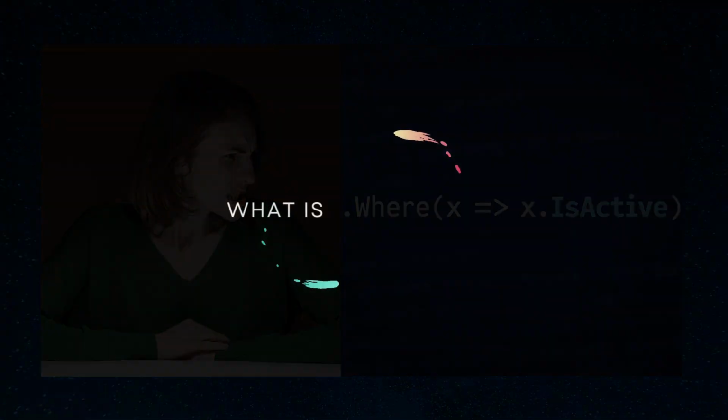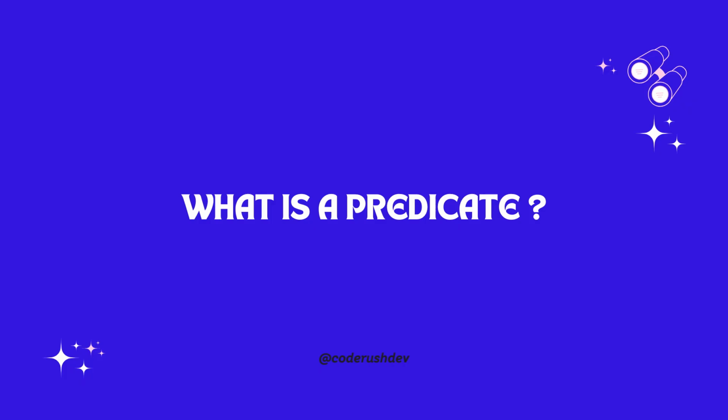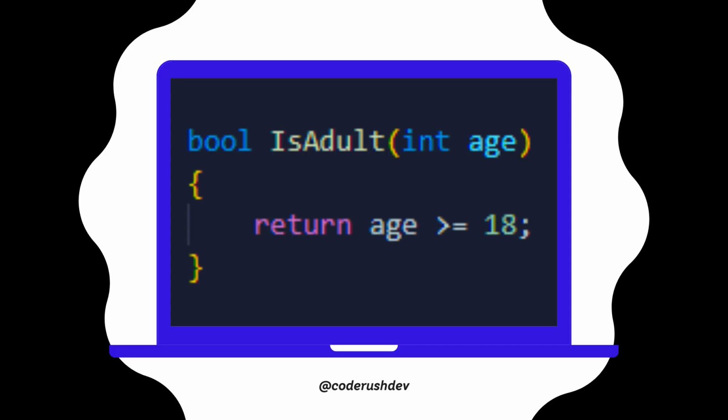First of all, what is a predicate? A predicate is simply a function that asks a yes or no question. In C#, a predicate is a function that takes an input and returns a boolean, either true or false. This function is a predicate because it checks a condition and returns true or false. That's it, you have the gist here.